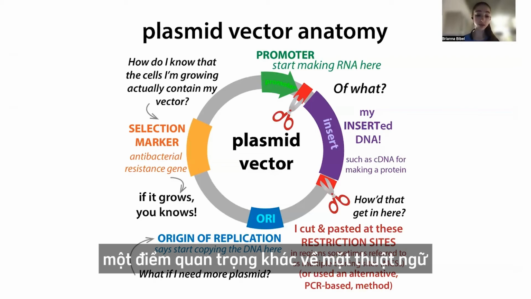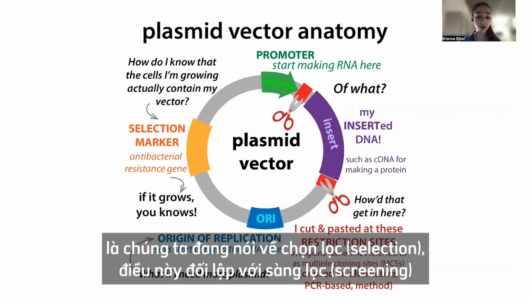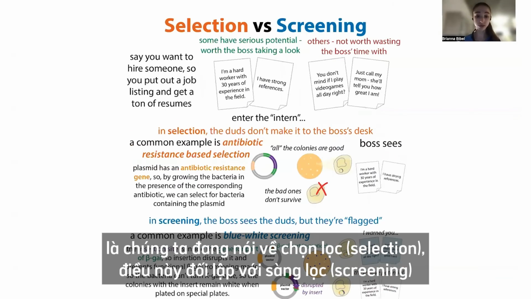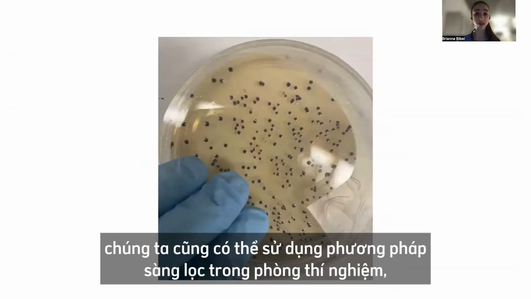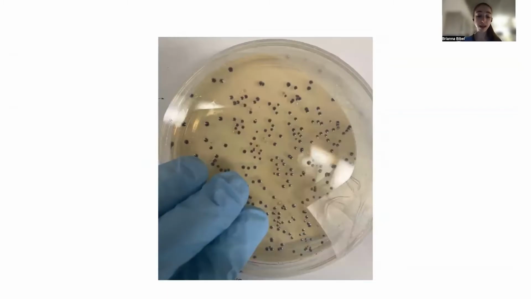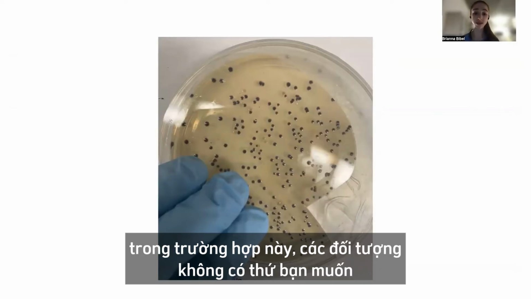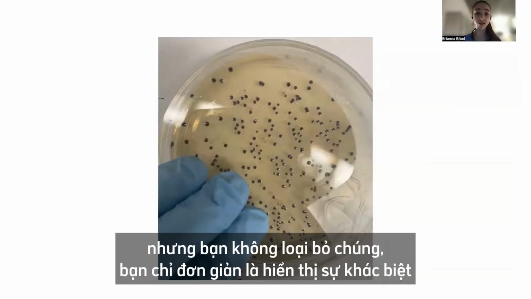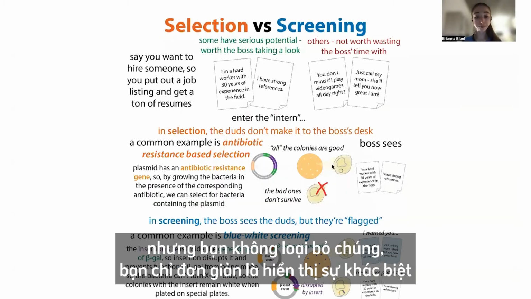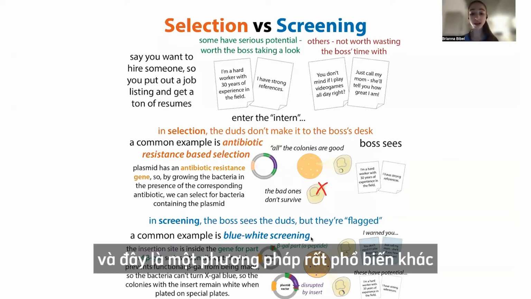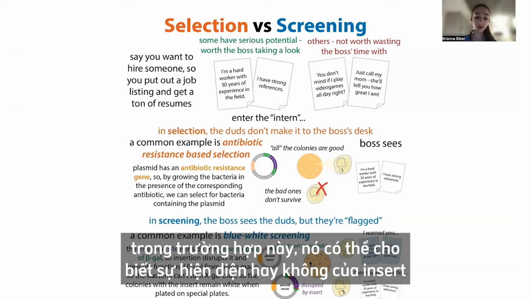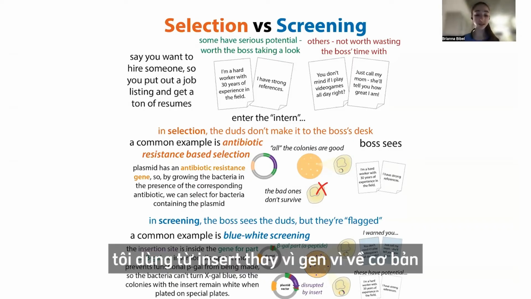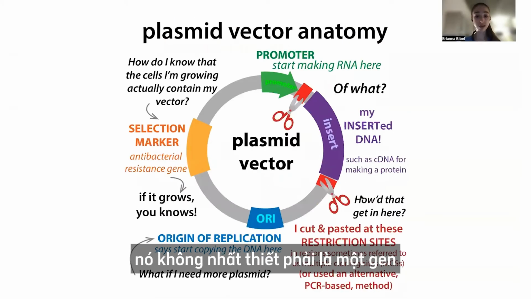Another important thing, just a notation thing, is that when we talk about selection, this is in contrast to screening. Selection is where you're only allowing things to grow that have what you want. We can also use a method called screening in the lab, such as blue-white screening. In this case, the things that don't have what you want and the things that do are different colors, but you're not removing anything. You're just showing the differences. This is another common method that we use. In this case, it can tell us about the presence or absence of an insert. I'm using the word insert instead of gene because it doesn't have to be a gene.